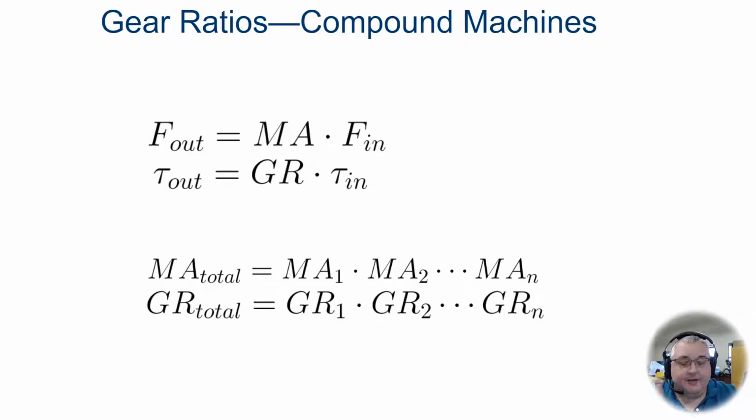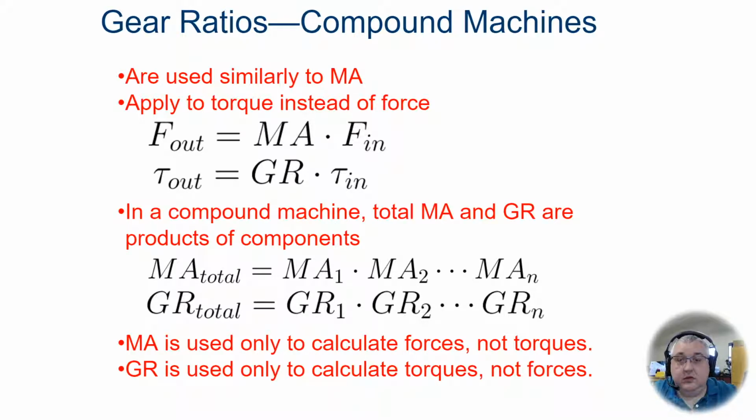We use them similarly. For gear ratios, they only apply to torque. Mechanical advantage only applies to force. It's still products for both of them. You're going to take the mechanical advantage and multiply it up, and the gear ratio, multiply them up. But mechanical advantage is only used to calculate forces. Gear ratio is only used to calculate torques. I'll write that somewhere, maybe highlight it.